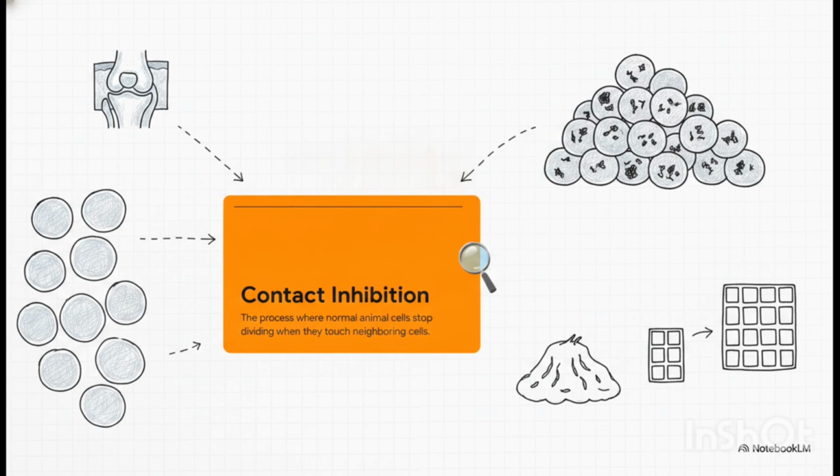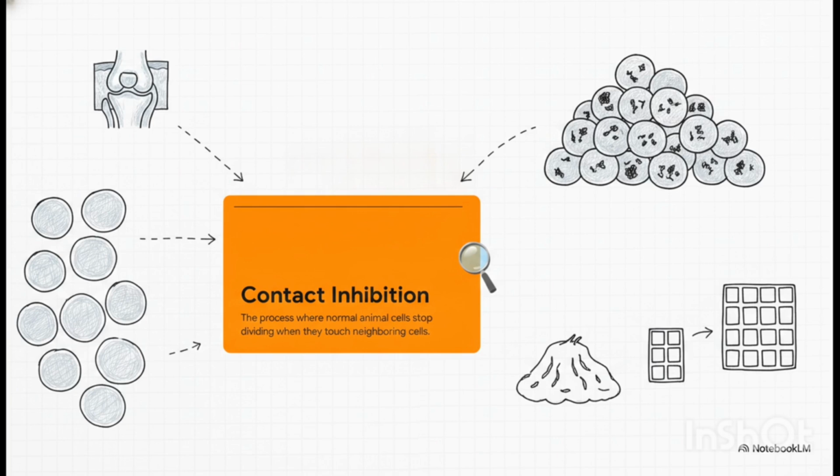Well, animal cells have this genius built-in sensor called contact inhibition. Essentially, when an animal cell gets a little too crowded and bumps into its neighbors, it's like, oop, no more room, and it politely just stops dividing. It is the ultimate crowd control. But sadly, when cells mutate and lose that stop instruction, they just divide uncontrollably and pile up on top of each other. And that is exactly what causes tumors and cancer.